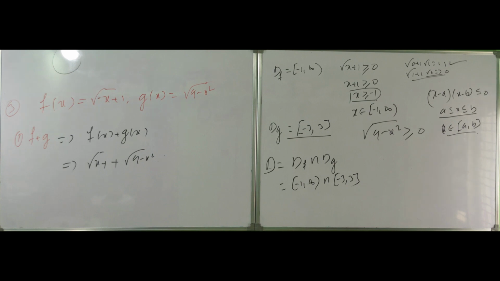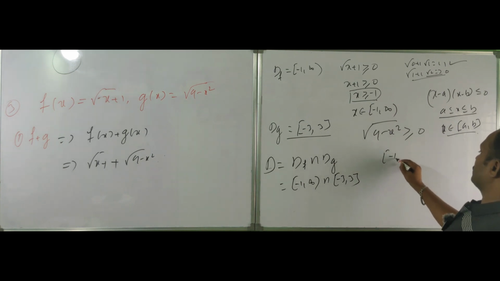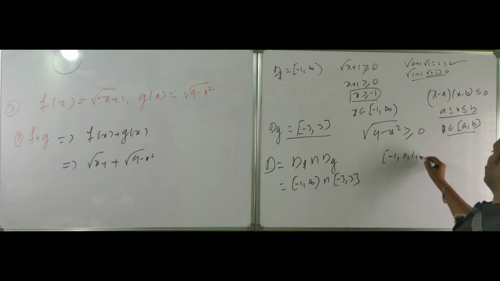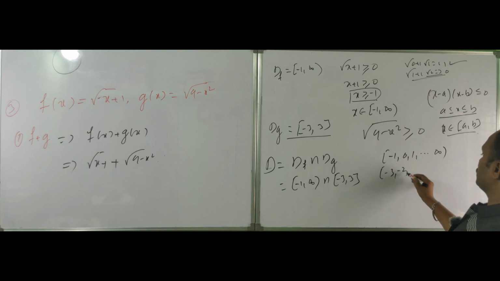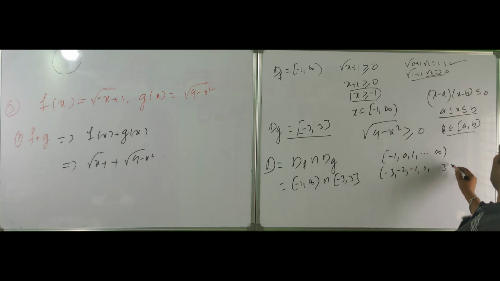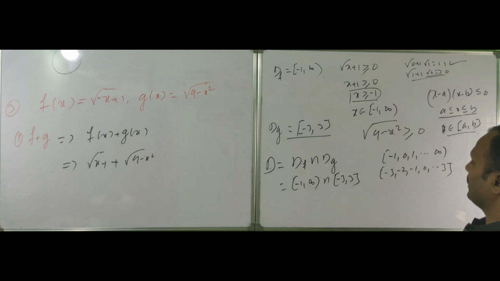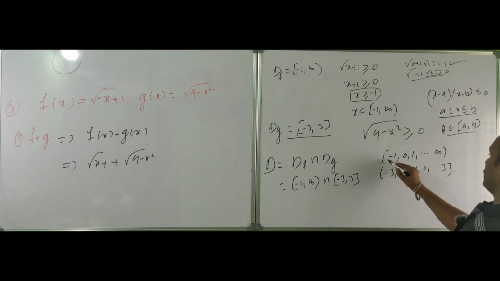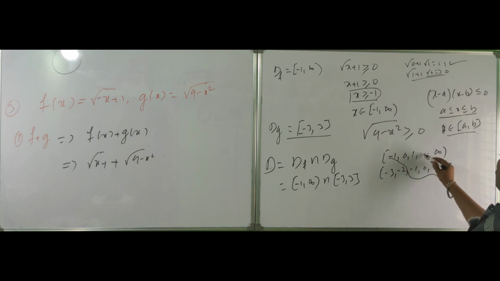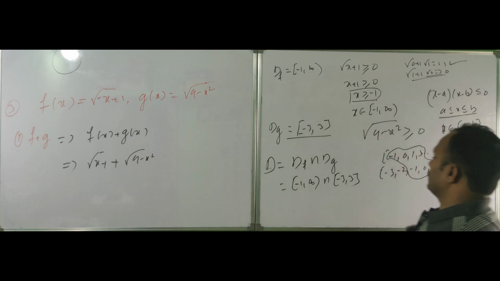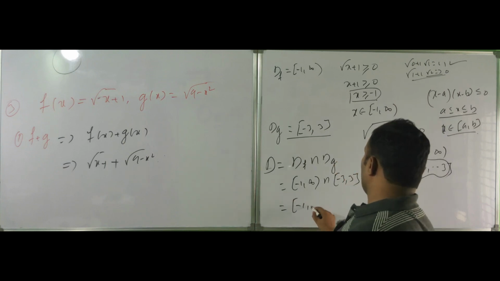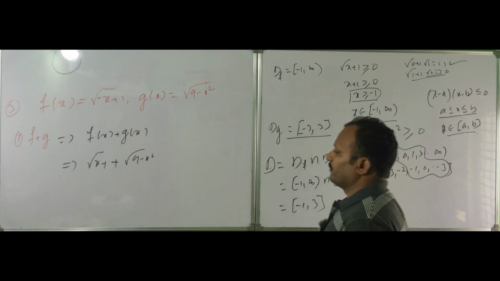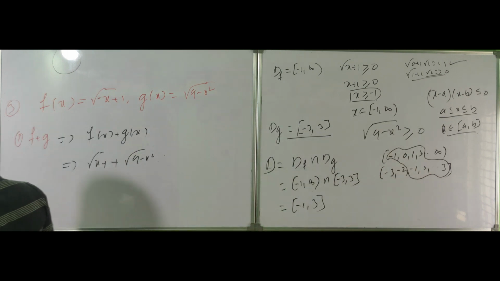Just a bit of confusion is how it is. Okay, sir. Minus 1, 0, 1 up to infinity. This one is minus 3, minus 2, minus 1, 0 up to 3. So what are the only common elements? A and B. This is 3. Therefore, this starts from minus 1 and ends at 3, the domain of both functions.